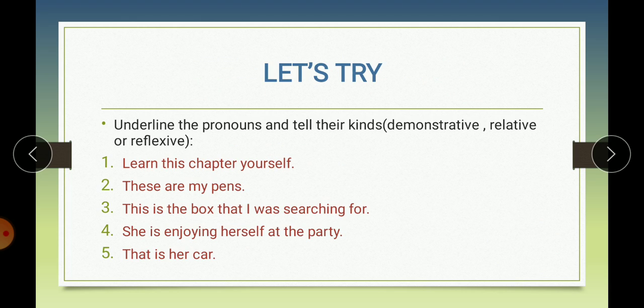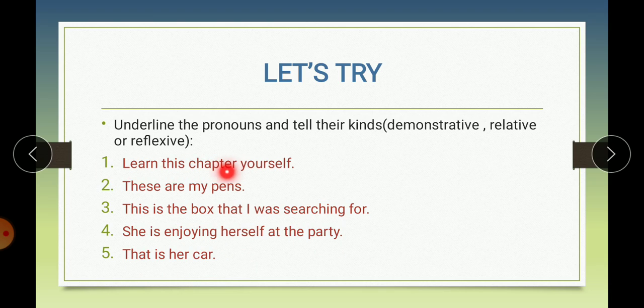Let's try a few exercises. Underline the pronouns and tell their kinds: demonstrative, relative or reflexive. You have to tell from these three only. Learn this chapter yourself. These are my pens. This is the box that I was searching for. She is enjoying herself at the party. That is her car.